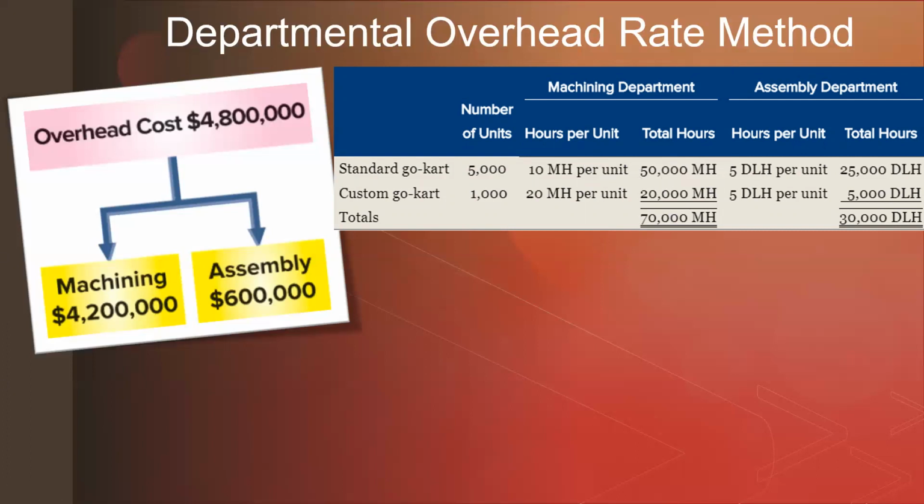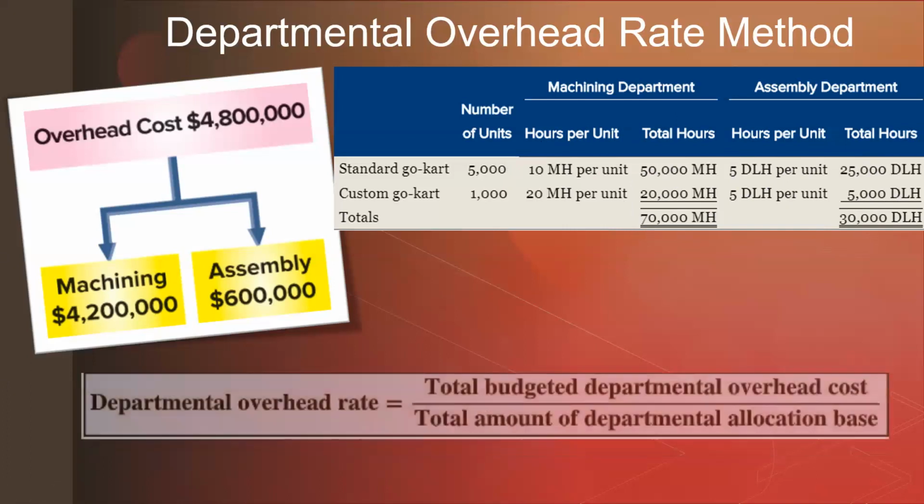The custom go-karts, we see it takes 20 machine hours to make one. 20 machine hours times 1,000 units equals 20,000 machine hours. So total machine hours, when we add these up, is 70,000. Then we come over here to the assembly department. Each of them take 5 direct labor hours in assembly. So we simply take the number of go-karts for each one times the 5 direct labor hours and that will give us a total of 30,000 direct labor hours to make the two different types of go-karts.